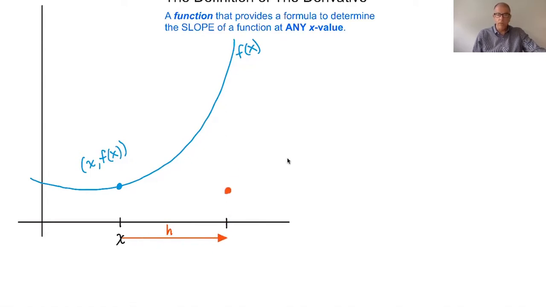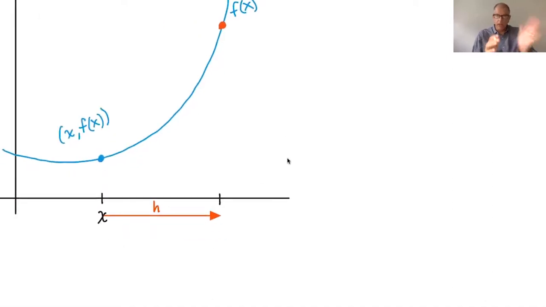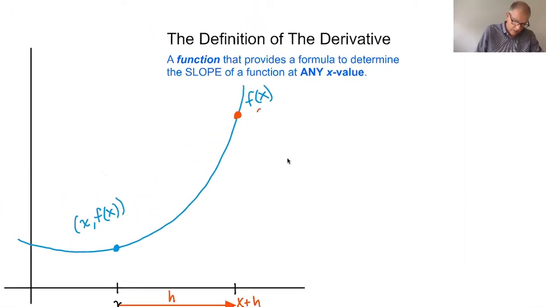So that puts me at this new point here, and that new point on the curve, I'm just going to put it up there. So it has coordinates, and we have to think about what its x coordinate is. If you start at x and then you move h units to the right, like if you started at 3 and then you moved 4 units to the right, you'd be at 7, right? So that's 3 plus 4 is 7. So because we're starting at x and we're moving h units to the right, the x value is going to be x plus h. So we say, okay, the x coordinate is x plus h.